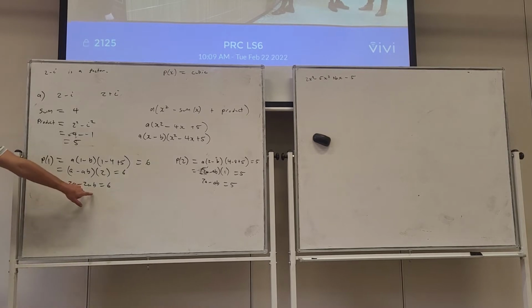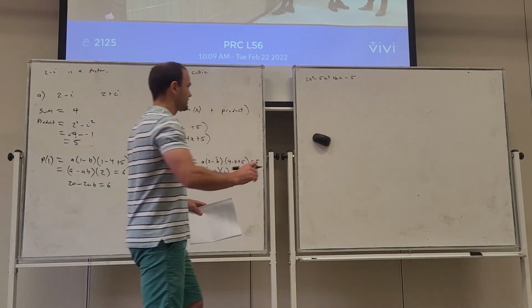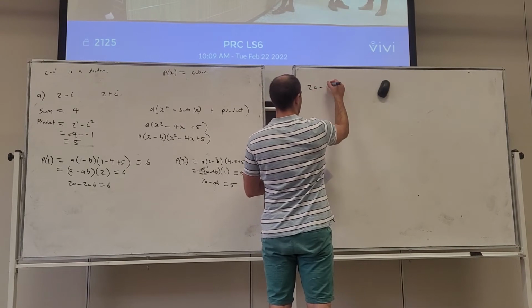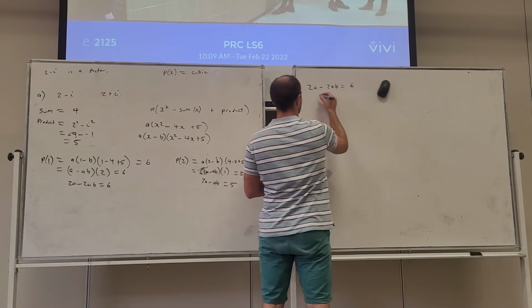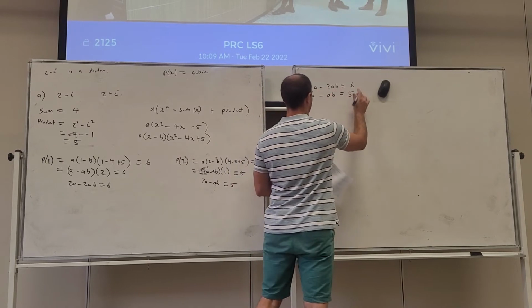Because of this product here, we can't just put it straight into our calculator without substituting for another value, so let's not do that. Let's go ahead and solve this one via substitution. So the 2 equations we have: 2a take 2ab equals 6, and 2a take ab equals 5.